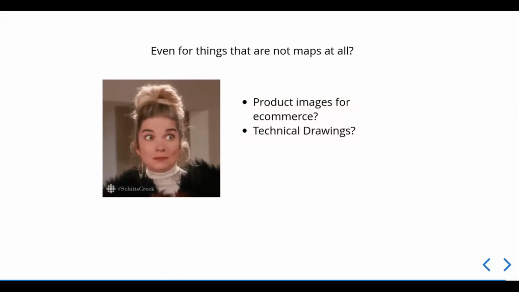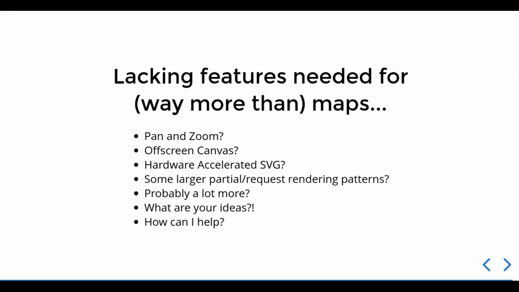Technical drawings. So basically, the web is lacking lots of coarse-grained features that we can do, and low-level things. Like pan and zoom is a great one. Lots of things need that. Off-screen canvas, maybe hardware-accelerated SVG. This is one of the challenges that we don't know what the necessary parts are yet. But I don't have the answers. I think there's probably a lot, and I'm here to hear your ideas and to see how I can help. So thank you.